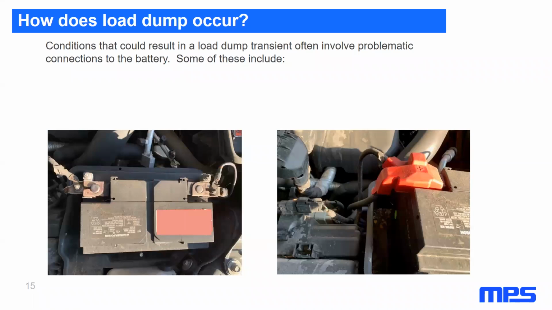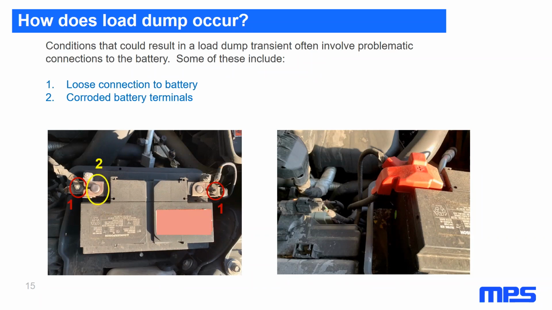In normal vehicle use, load dump does not occur very often. Conditions that could result in load dump transients often involve problematic connections to the battery. Some of these include a loose connection to the battery, in which the locations are indicated by the red circles shown. Corroded battery terminals, shown by the yellow circle, and faulty or damaged cabling, which is indicated by the blue circle.